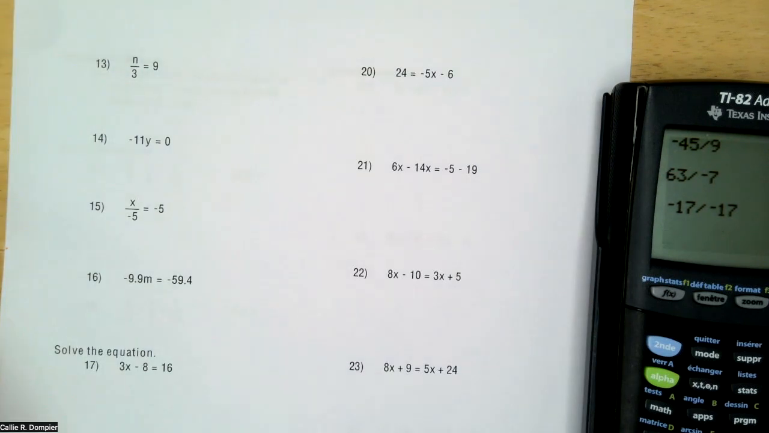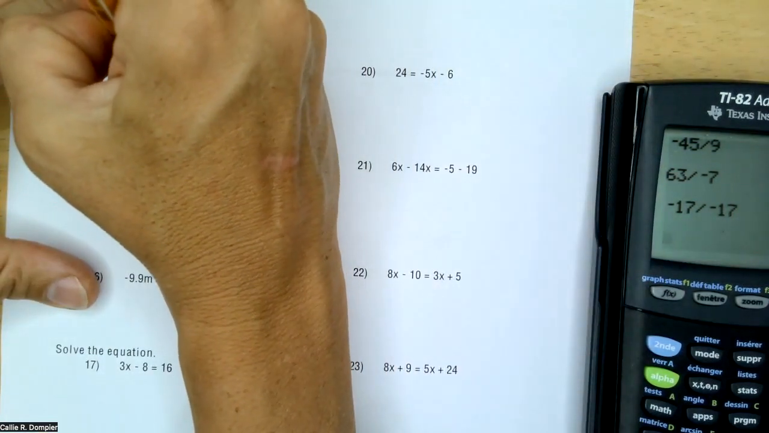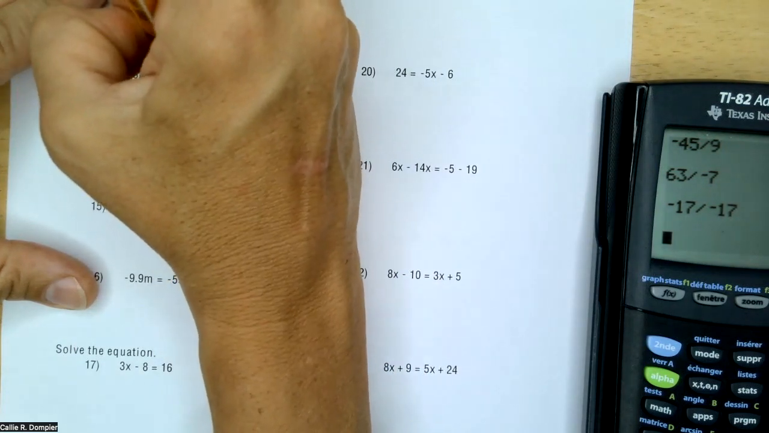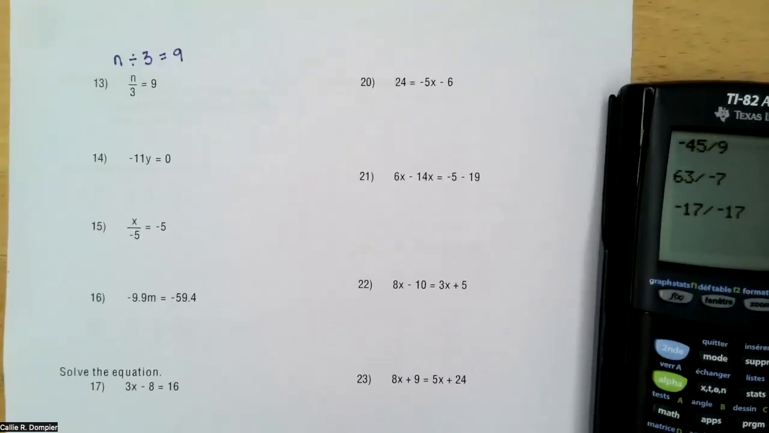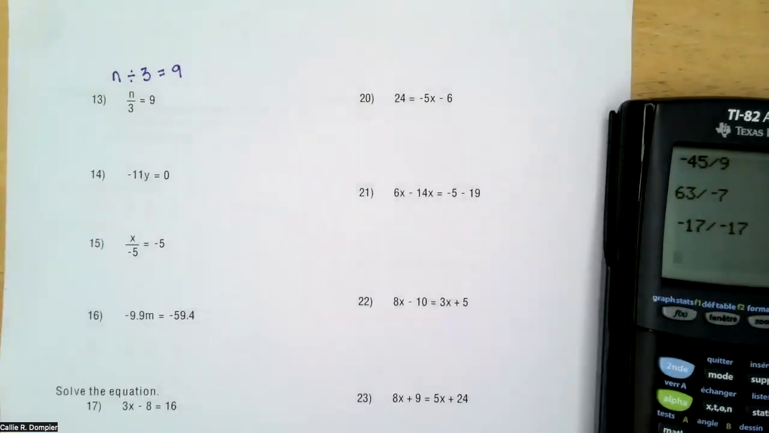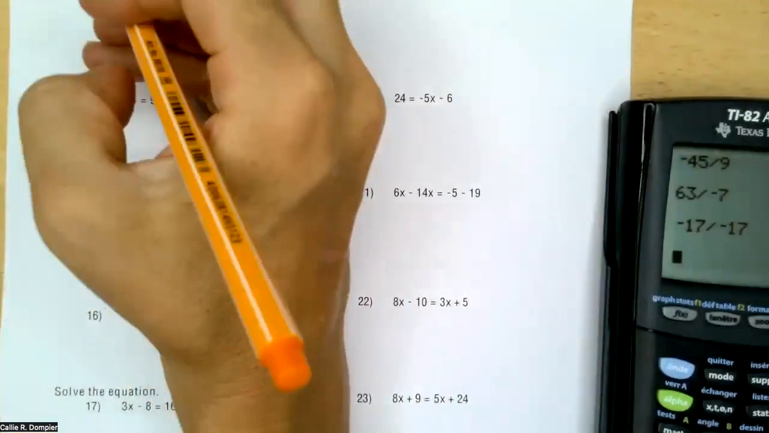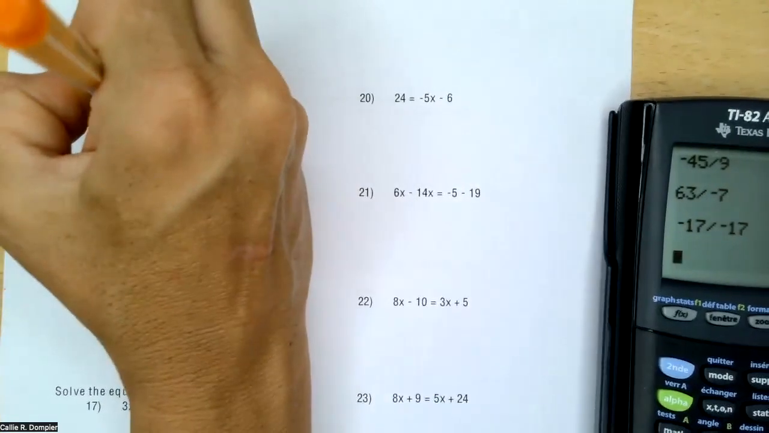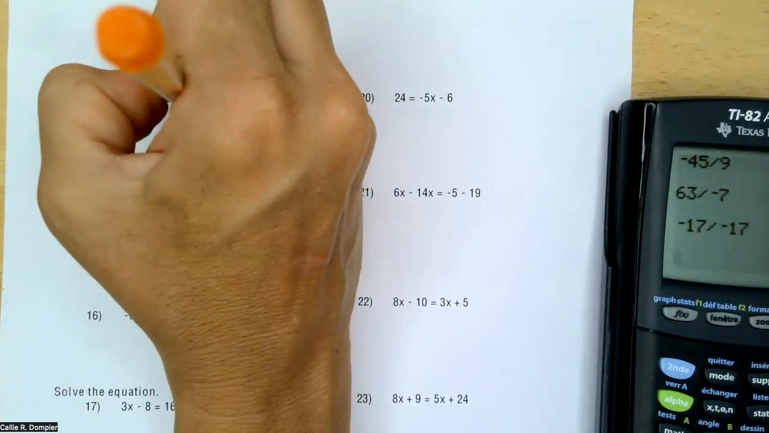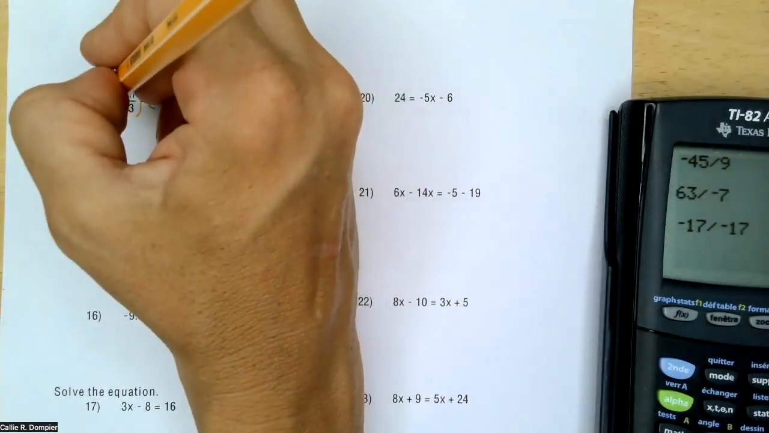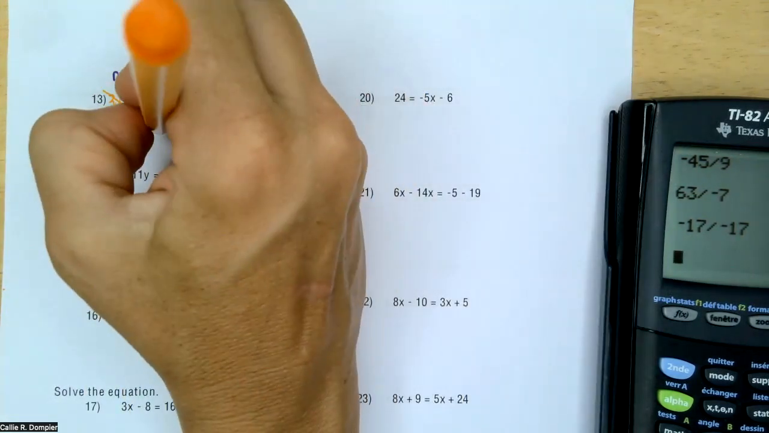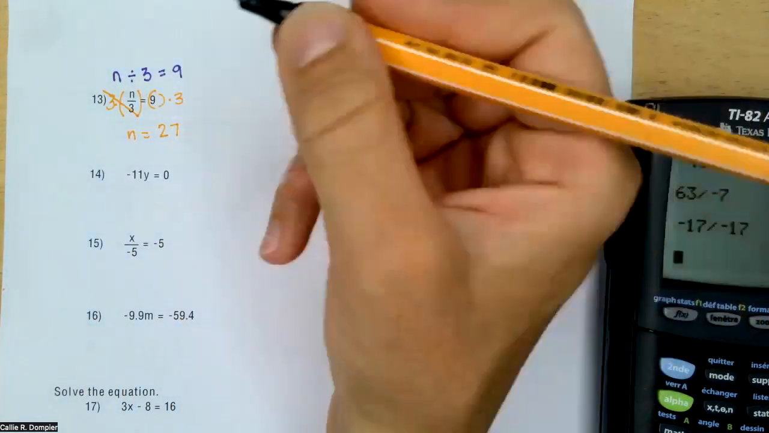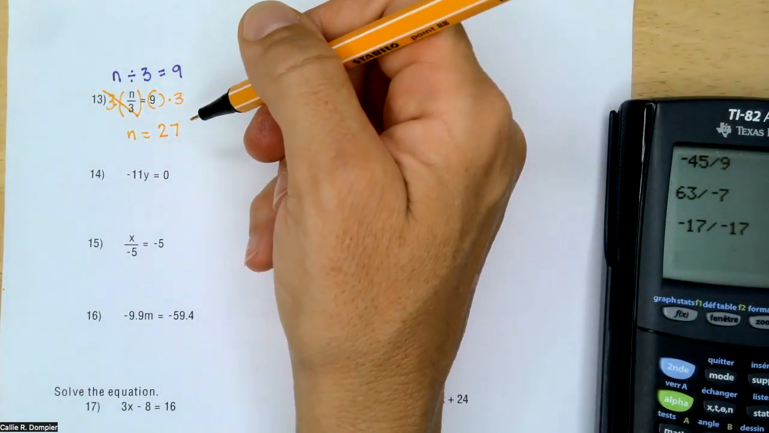Division looks much scarier. It's not. N over 3 is the same as n divided by 3 equals 9, okay? It's being divided by 3. What is the opposite of being divided by 3? We're going to multiply by 3. Times 3. Anything I do to that side, I need to do to this side. So times 3. 3 divided by 3 is 1. So we just have n. And then 9 times 3 is 27. N is 27. 27 divided by 3 is going to be equal to 9. So I know that's true.